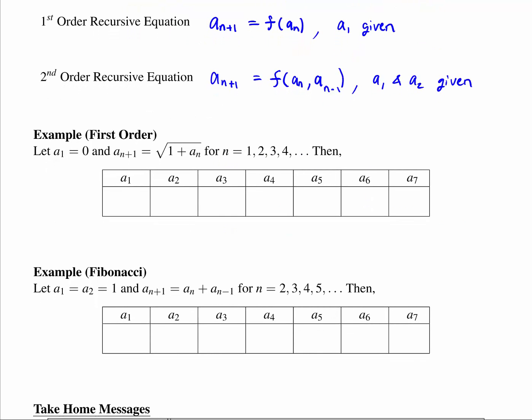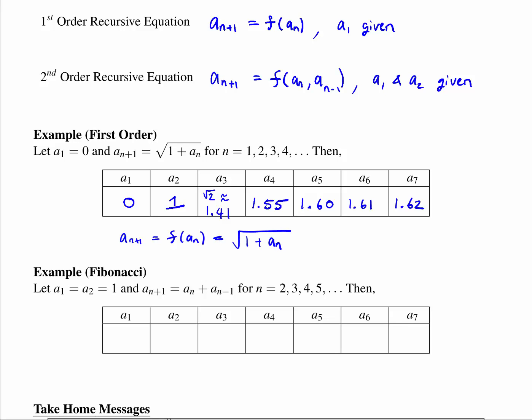Let's take an example. As a first order example, let's say a1 is 0 and a_{n+1} is the square root of 1 plus a_n. So you're always taking the previous one, adding 1, and then taking the square root. And in our calculator, we would find a1 is 0, a2 is 1, a3 is 1.41 or root 2, and then we'd find a4 is approximately 1.55, 1.6, 1.61, 1.62. Comparing to our general first order recursive equation formula, we would have f of a_n equal to the square root of 1 plus a_n.